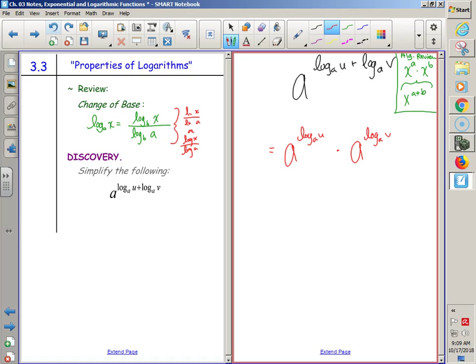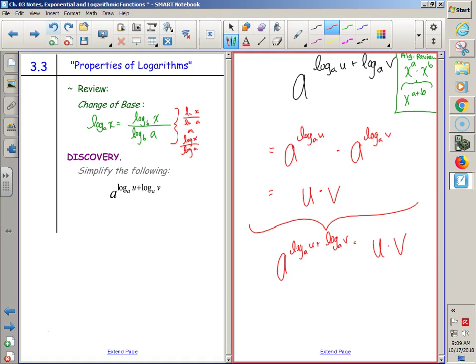So Robbie, you were so close. The a and the log base a, since the log base a is in the power, will undo each other, but it's not u plus v, it's u times v. And here's the really cool thing. You just discovered, if you put it all together, the first property of logarithms. Because check what I can now say: a to the log base a of u plus log base a of v is equal to u times v.